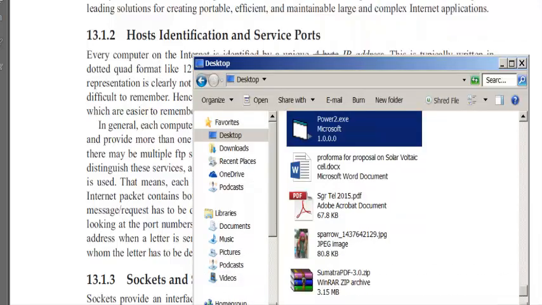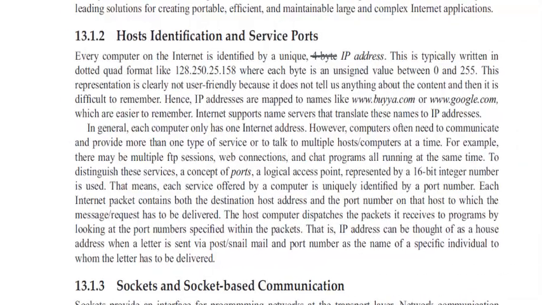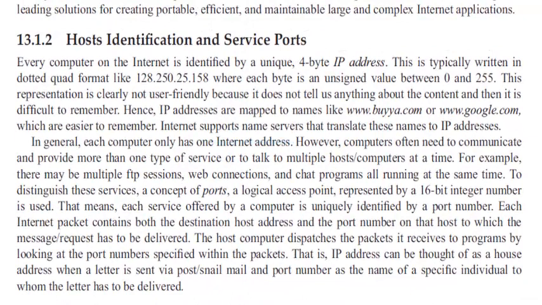So what we're talking about is we have only one internet address, that's the IP address. However, computers often need to communicate and provide more than one type of service or talk to multiple hosts or computers at a time. For example, there can be multiple FTP sessions, web connection, chat program. They must all run together. So to distribute between these services, we have a concept of ports, a logical access point. It is built by 16-bit integers. That means each service offered by a computer is uniquely identified by a port number.